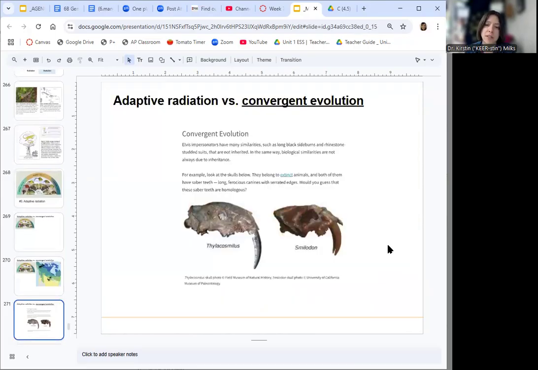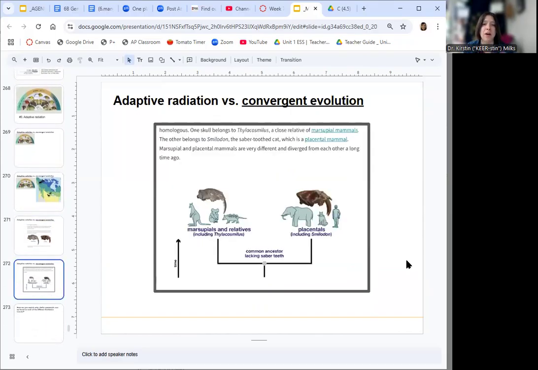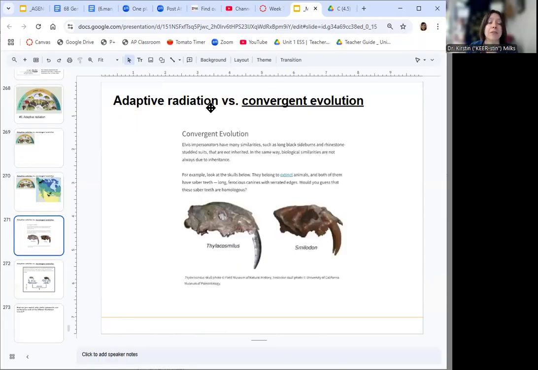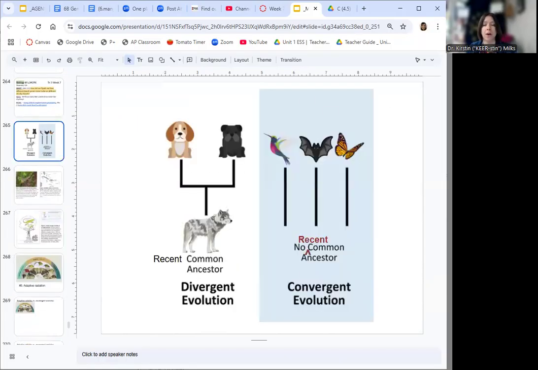So these are two skulls. They belong to extinct animals, and both of them have saber teeth. Those are long, ferocious canines with serrated edges like a steak knife. And I would have thought that these two animals are pretty closely related. They show up at about the same time in the fossil record, I think. But it turns out that they are actually very, very different. So the one on the left is more closely related to kangaroos and koala, and the one on the right is more closely related to us than they are to this animal. So that's an example of convergent evolution, right?